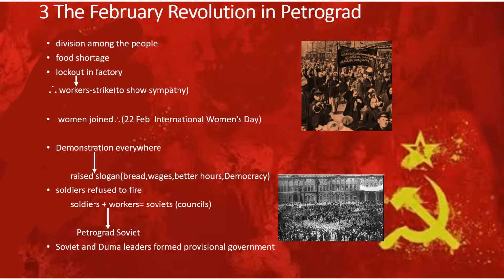The soldiers and the workers came together and formed Soviets, that is councils. And this council was the first council, that is the Petrograd Soviet. The Tsar had no option but to abdicate his throne. Abdicate means vacate or leave. The Soviet leaders and the Duma leaders formed a provisional government. Provisional means temporary. So this is what happened in Russia in the month of February in the city of Petrograd, and therefore it is called the February Revolution in Petrograd.